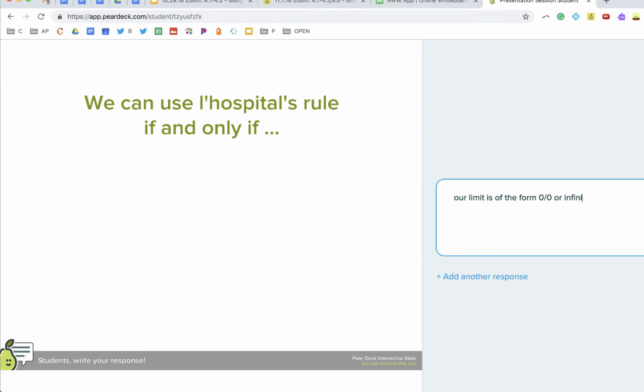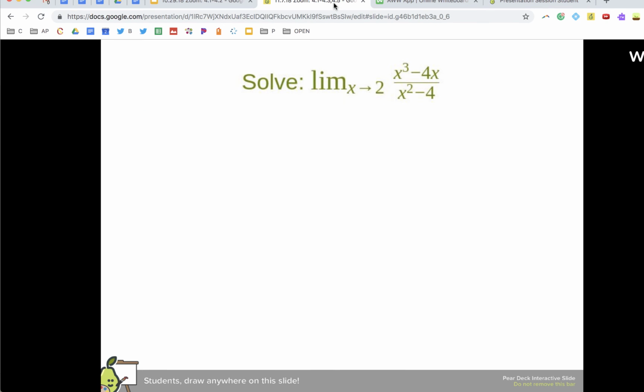We can use L'Hopital's rule if and only if our limit is of the form 0 over 0 or infinity over infinity in this class. Okay, there's other forms that we can use L'Hopital's rule for, but for this class, if it's of the form 0 over 0 or infinity over infinity, that means when I plug in the number and I get 0 over 0 or I get infinity over infinity, then I can use L'Hopital's rule, which says I can take the derivative of the top over the derivative of the bottom. So can I use it in this problem?